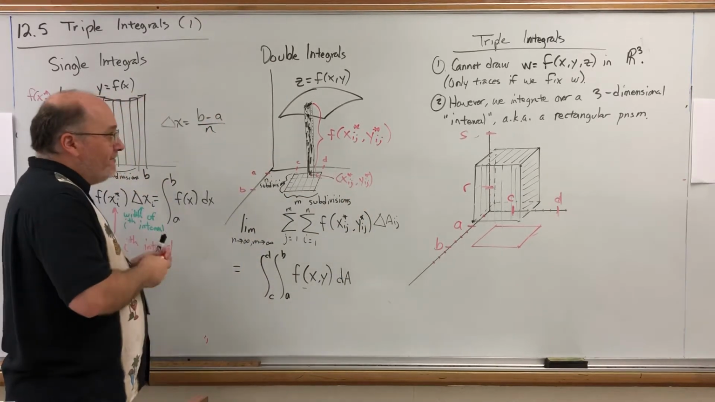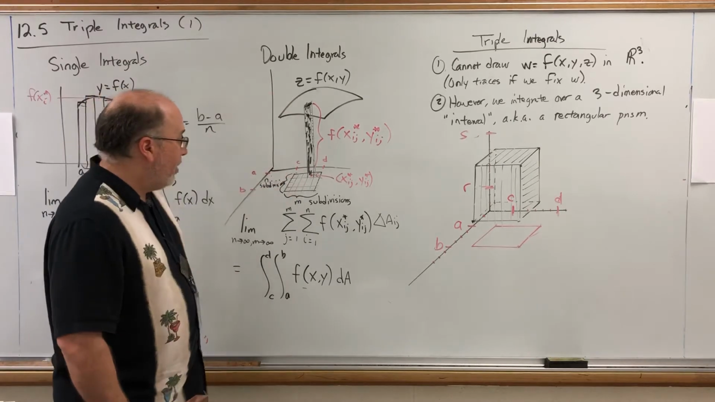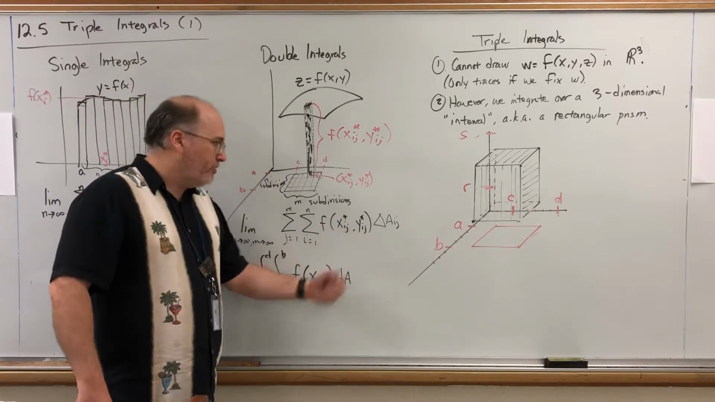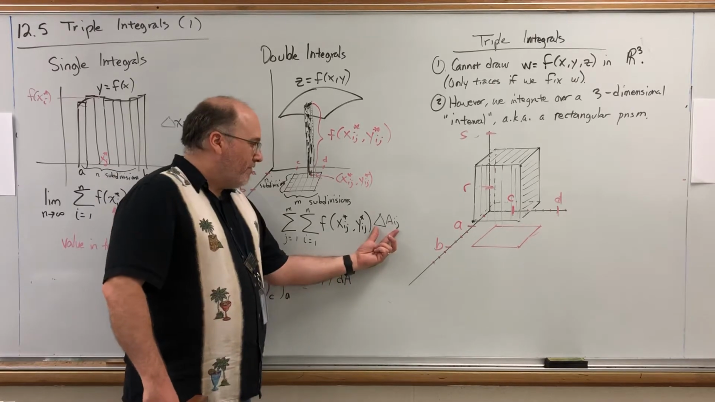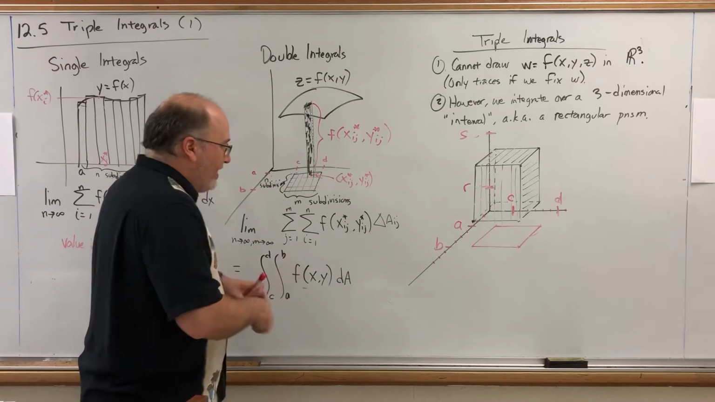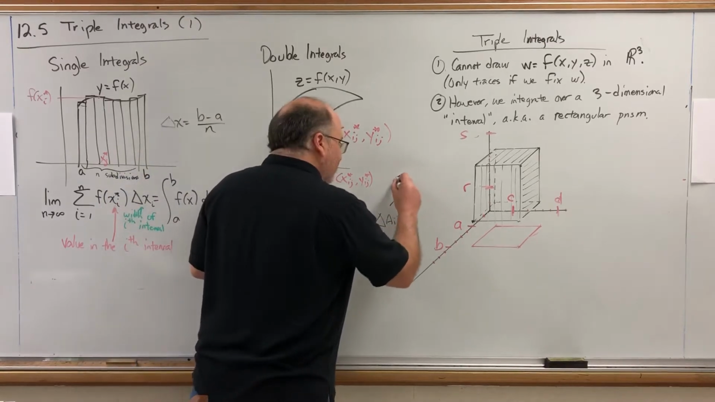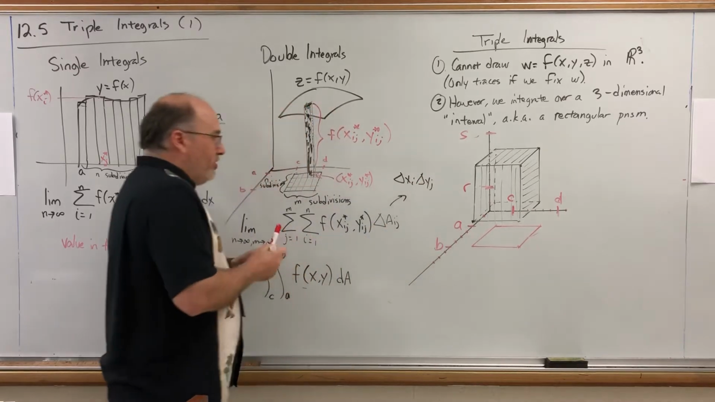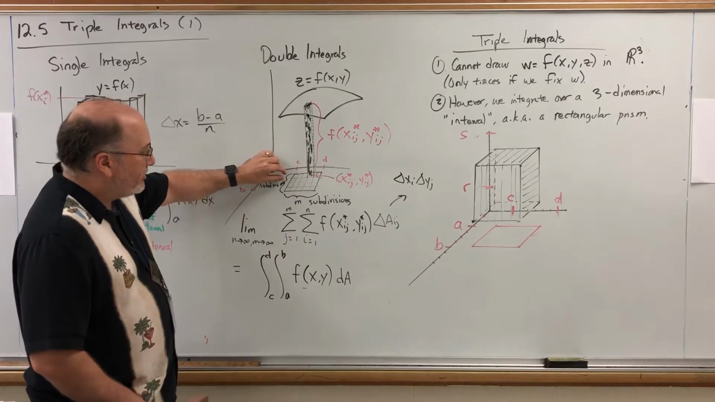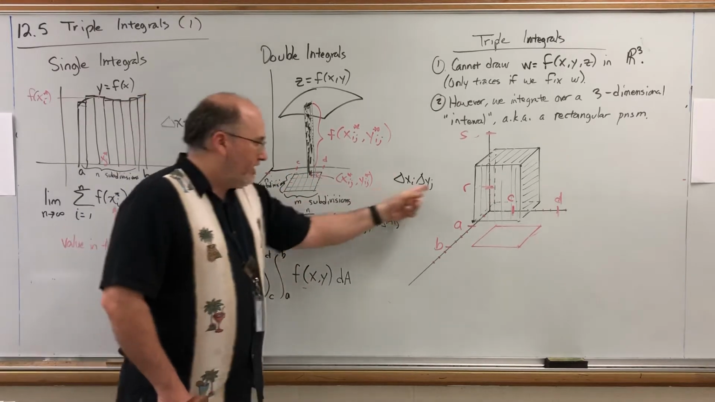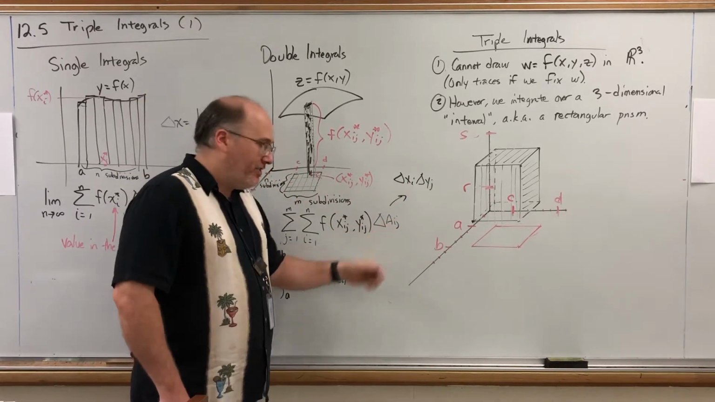And so to find the volume of that rectangular prism, all we had to do is multiply how tall it was, which is what this function value represents, times the area of the base, delta A. Now that delta A could be thought of as delta x i times delta y j. In other words, how wide the interval is in the x direction times how wide the interval is in the y direction, but together that product makes delta A ij.